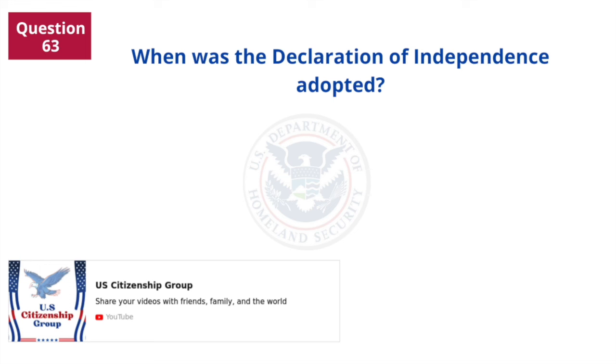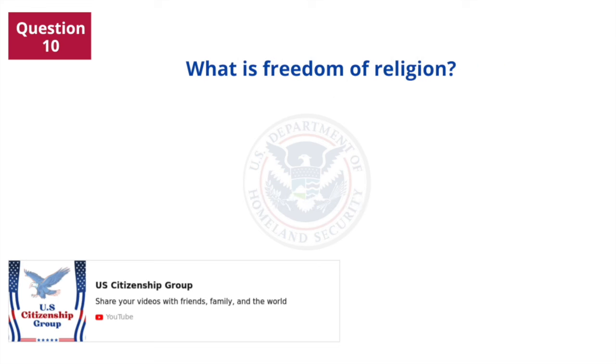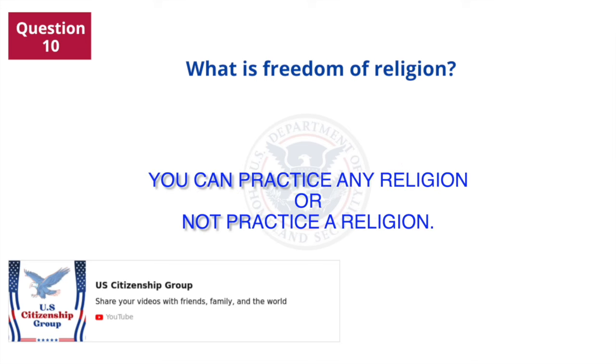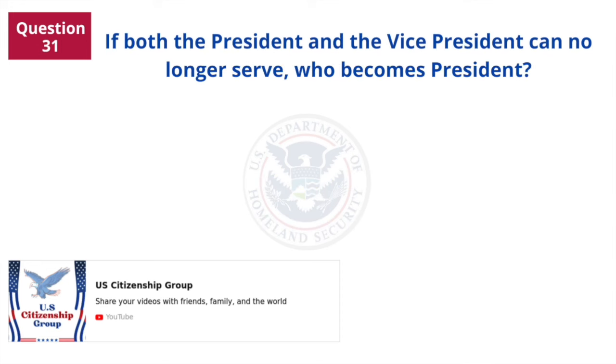When was the Declaration of Independence adopted? July 4th, 1776. What is freedom of religion? You can practice any religion or not practice a religion. If both the president and the vice president can no longer serve, who becomes president? The Speaker of the House.